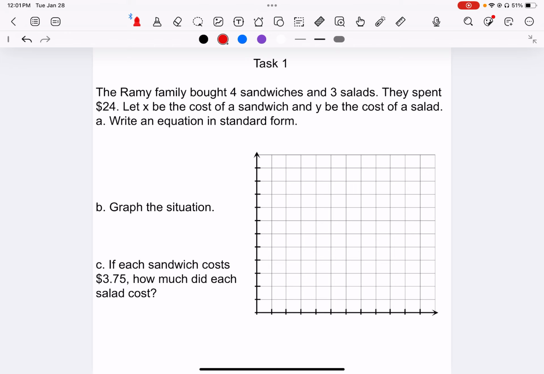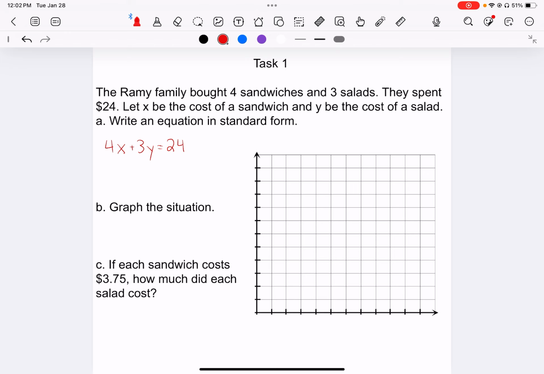Task 1. The Ramy family bought 4 sandwiches and 3 salads. They spent $24. X is the cost of the sandwich and Y is the cost of a salad. Write an equation in standard form. So since they already told us what our variables stand for, we don't have to identify them. So if they bought 4 sandwiches and X is the cost, that's going to be 4X. And 3 salads for Y dollars, 3Y, that's going to be equal to the $24 that they spent. So that would be my equation in standard form.